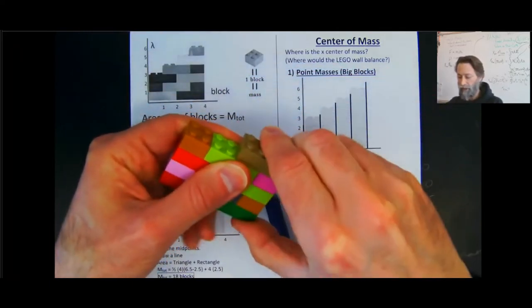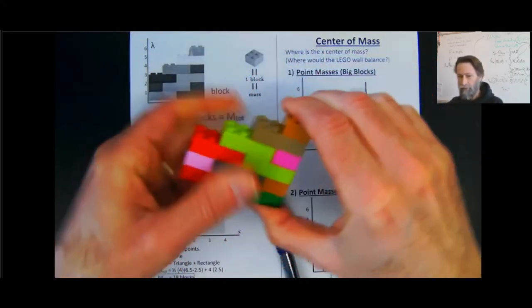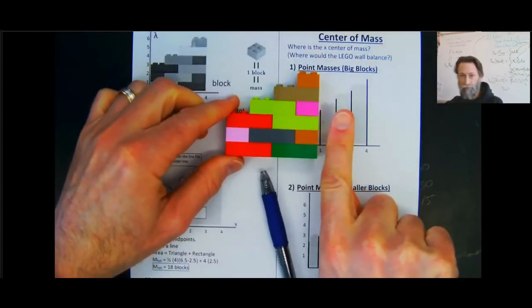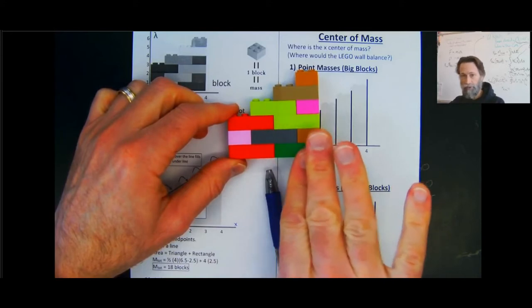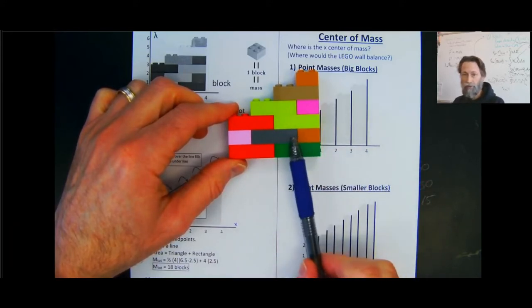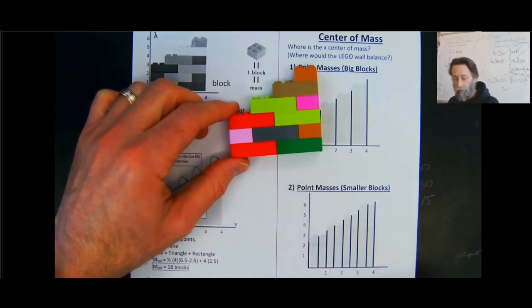Now if I put my Lego back, conceptually I can think, don't I have more mass on the right side of this? So my center of mass isn't going to be down the center. It's going to be pushed to the right just a little bit, somewhere over in here. We want to calculate that.